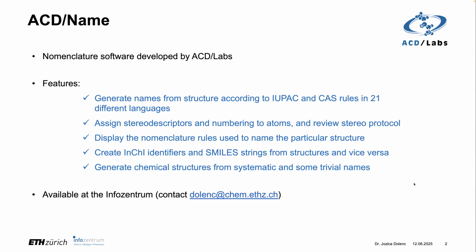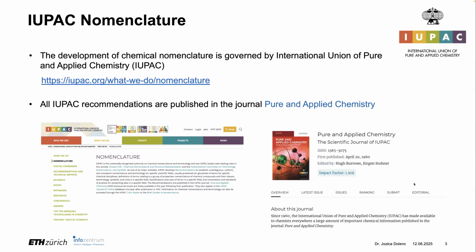With that, I have another slide on IUPAC nomenclature. For those who don't know, IUPAC nomenclature is developed by the International Union of Pure and Applied Chemistry. They have their own website and they publish all the recommendations in the journal Pure and Applied Chemistry.